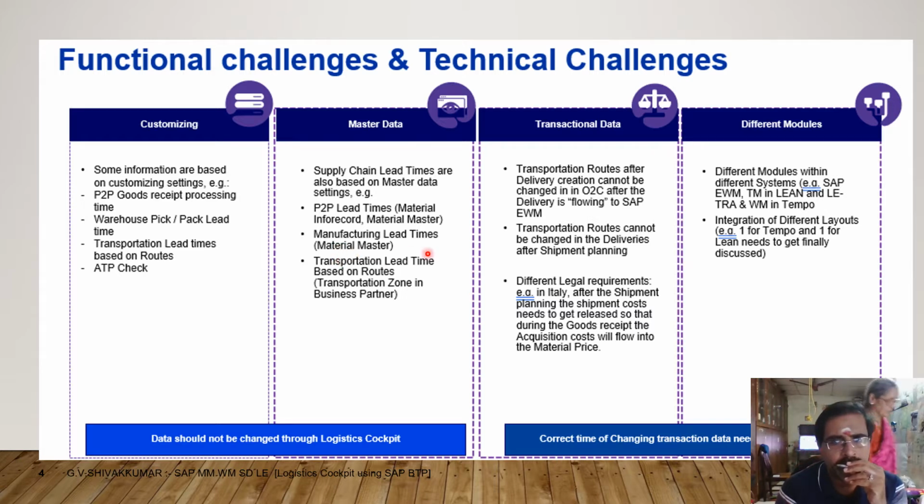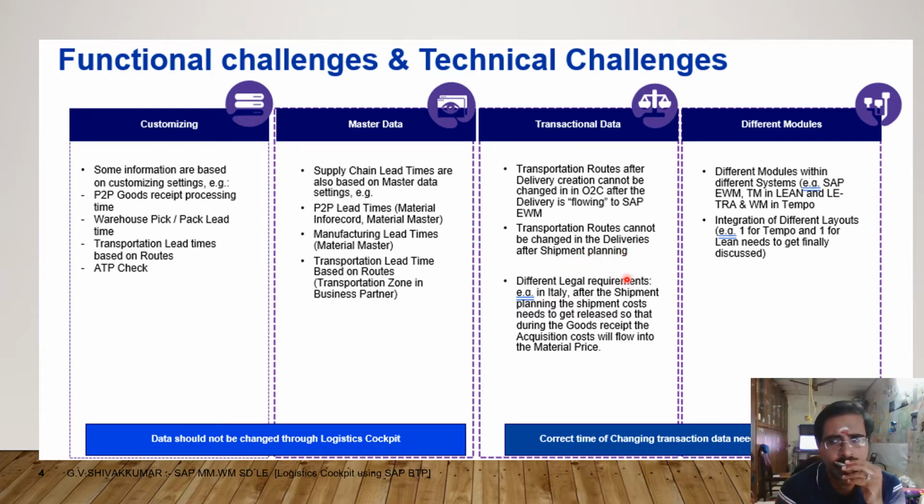And manufacturing lead times, especially for the material master, and transportation lead times based on the routes, transportation zone in business partners. And the transportation route after delivery creation cannot be changed in OTC after the delivery is flowing to SAP EWM. So these are the transactional challenges and functional challenges, right? And the transportation route cannot be changed in the deliveries after shipment planning.